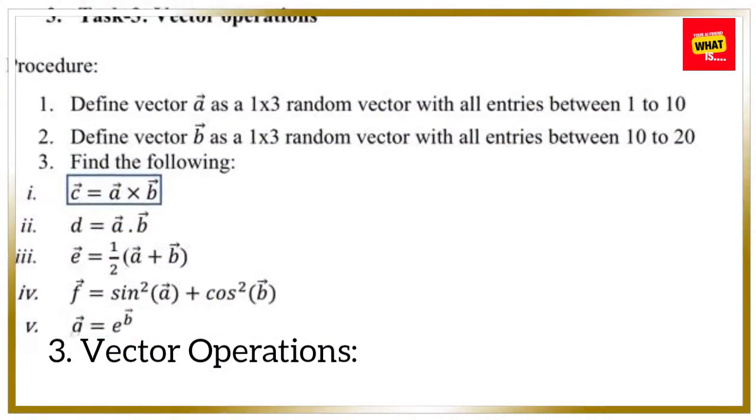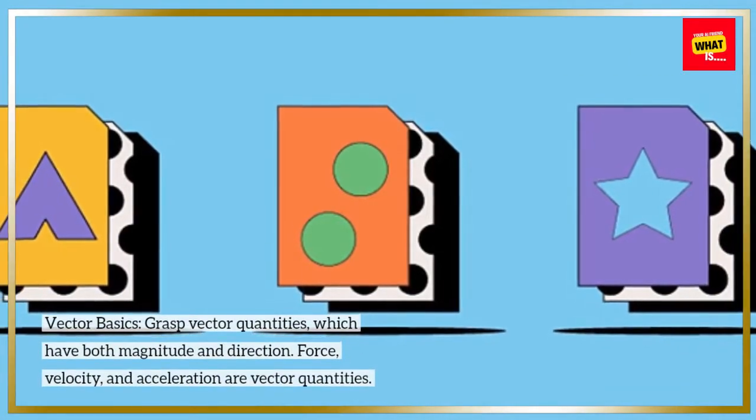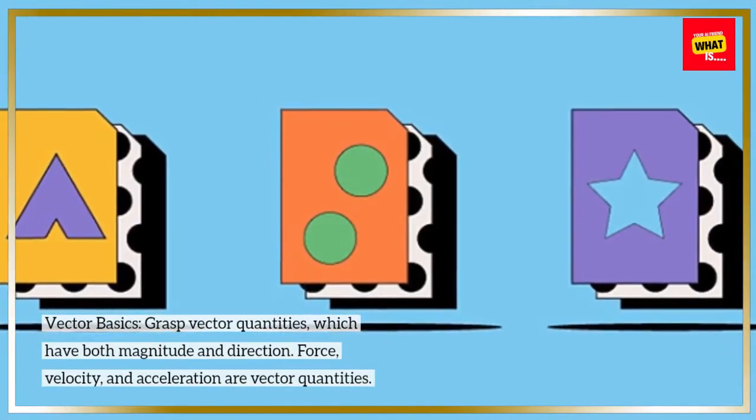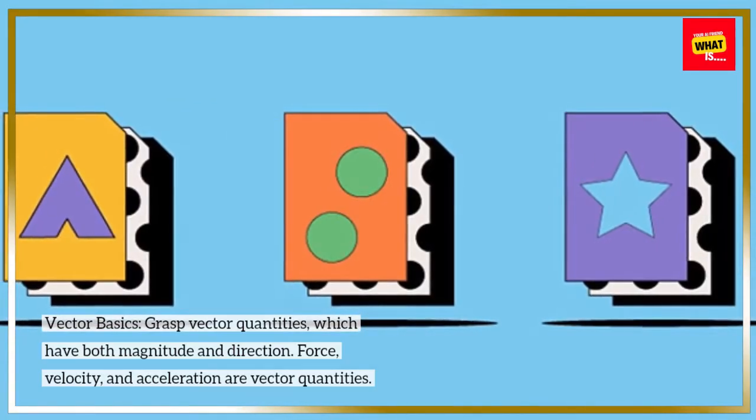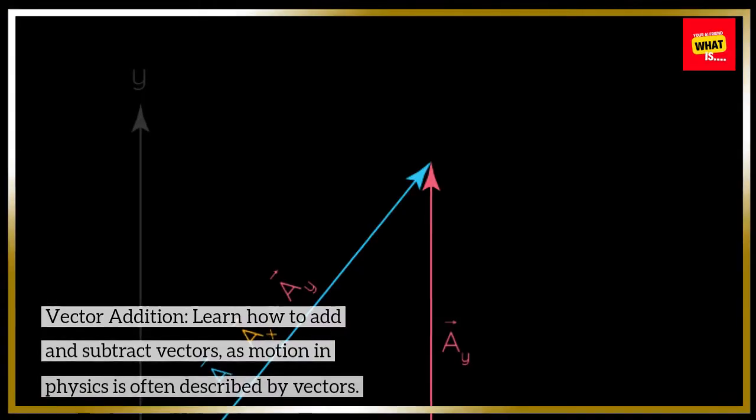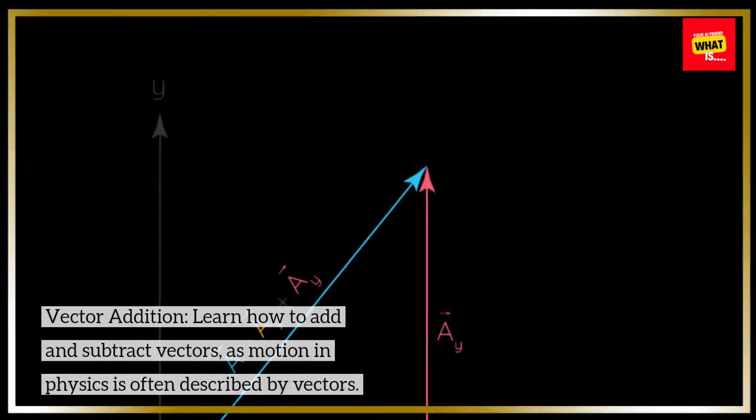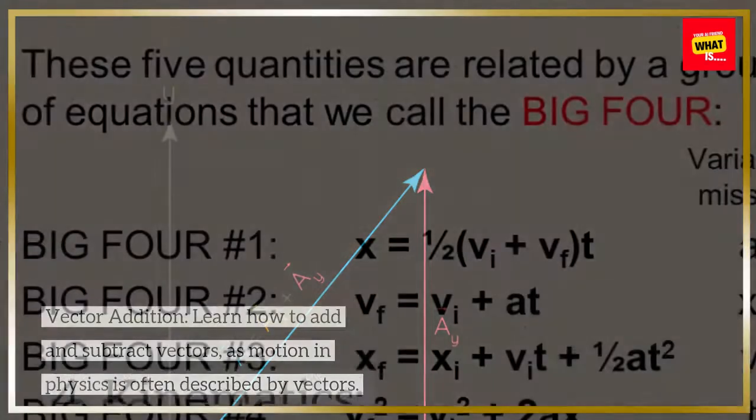3. Vector operations. Vector basics. Grasp vector quantities, which have both magnitude and direction. Force, velocity, and acceleration are vector quantities. Vector addition. Learn how to add and subtract vectors, as motion in physics is often described by vectors.